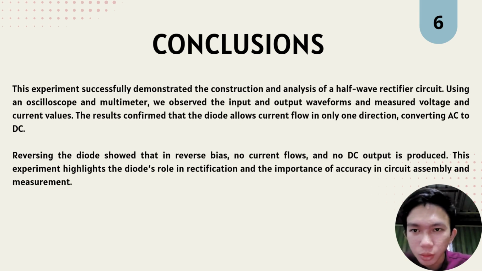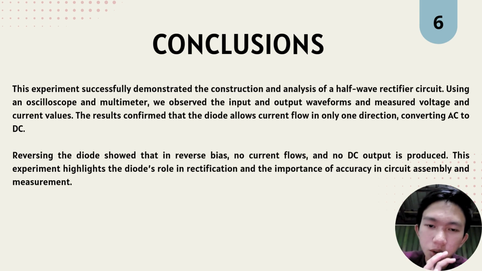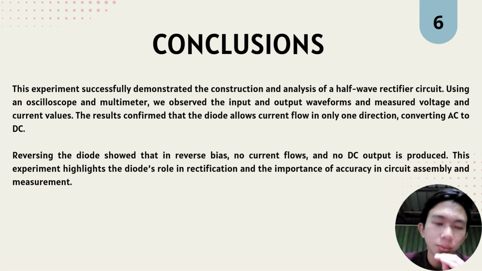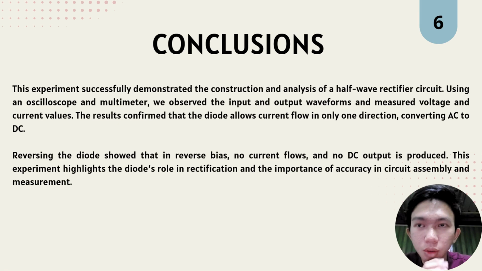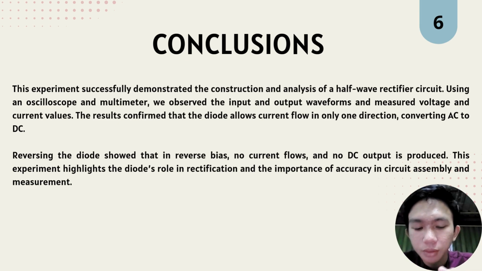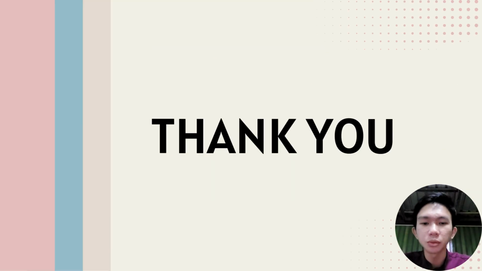So in this particular experiment, we got a bit of error, which means that in reverse bias we must get 0 volt, but in our practical work we got a value. So something is wrong with the diode and the connection. So that's all from me. Thank you.